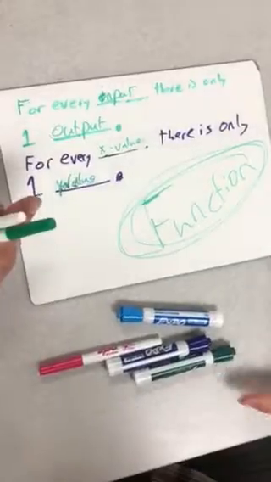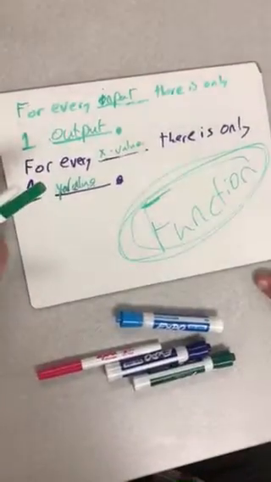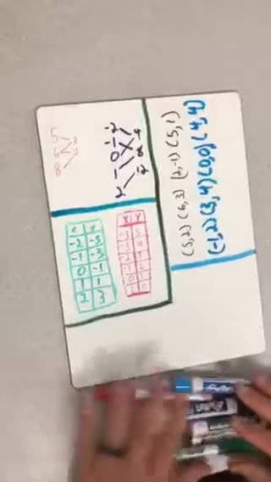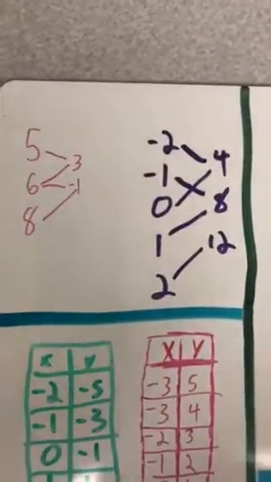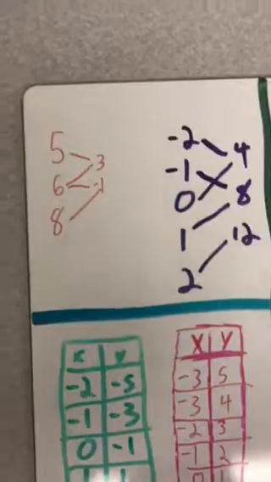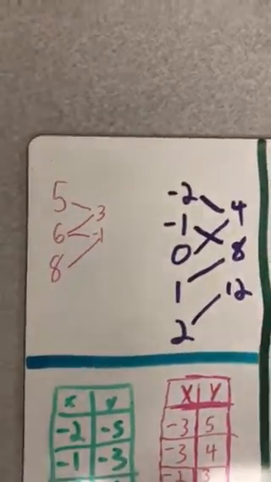Now, there's 4 ways of determining whether or not something's a function. The 4 ways are an input-output chart, tables, coordinate points, and a graph. We're going to first start with the input-output chart. This one looks a little different. And what we want to know is that, like I keep saying, for every input, there's only one output.